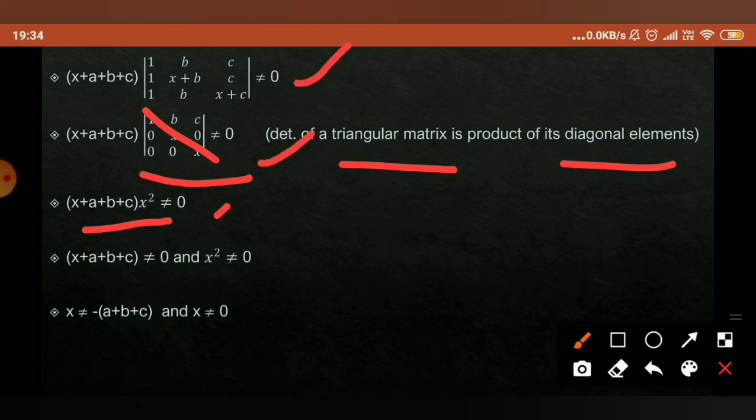Why? Because the rank is 3, that means the determinant must not be 0. If the product is not equal to 0, that means both the first and the second terms should not be 0. So that will give us x not equal to minus (a plus b plus c), and x not equal to 0. So that is the value of x that we obtained for the condition that the rank is 3, right? So this type of question you can do.